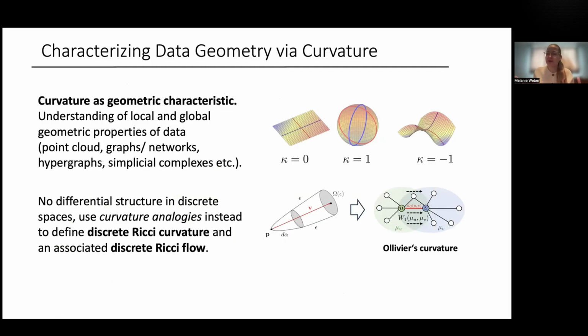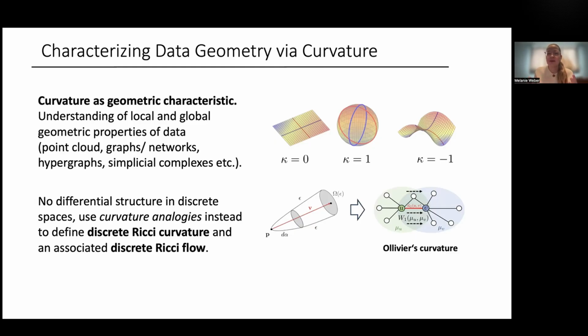In order to perform this analysis of feature geometry, we have to find a good way of characterizing data geometry. And curvature is a natural choice here, since it's an extremely central tool in differential geometry and also in data analysis as a geometric characteristic. It's so central because it really allows us to capture both local and global properties.